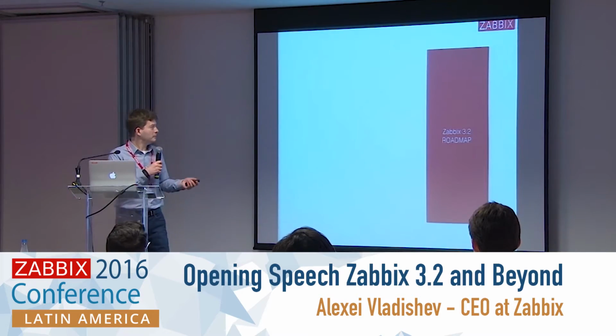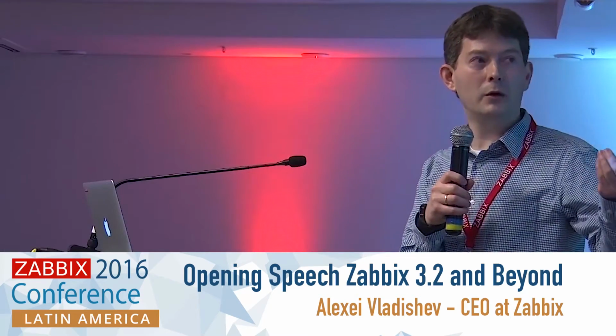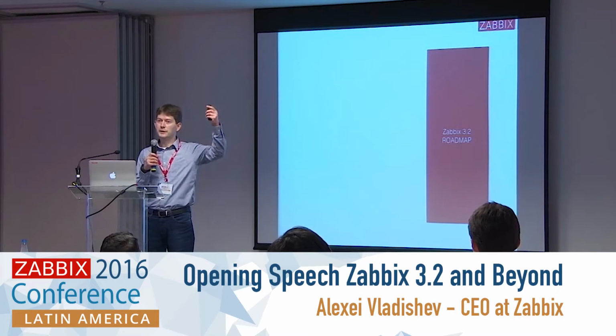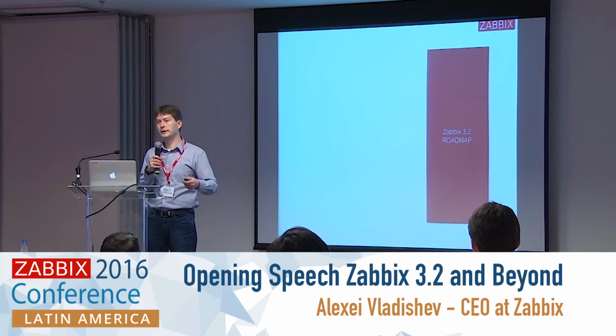So, for example, now we are thinking about Zabbix 3.2 roadmap. Roadmap is basically the list of features we'd like to include in the next major release. And we take new features from a number of sources.